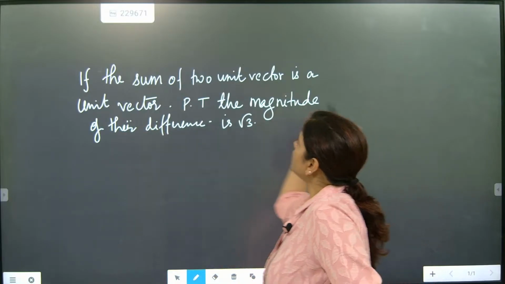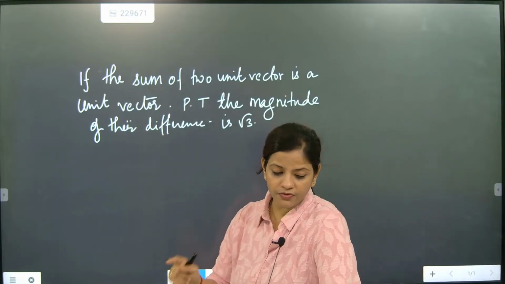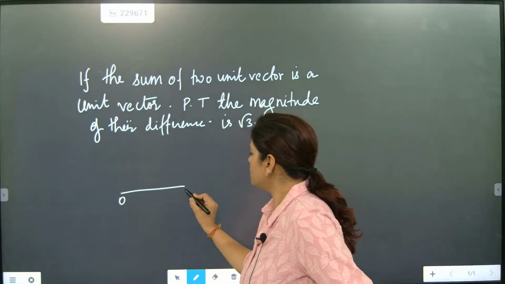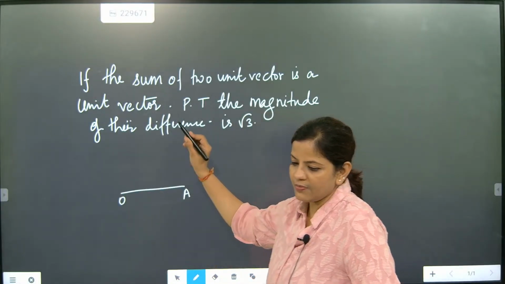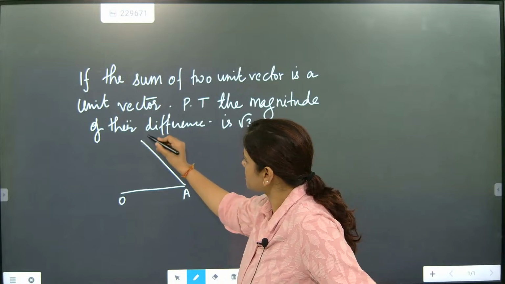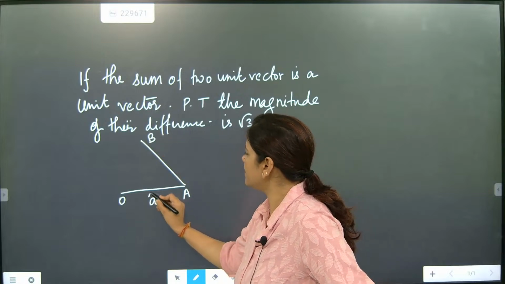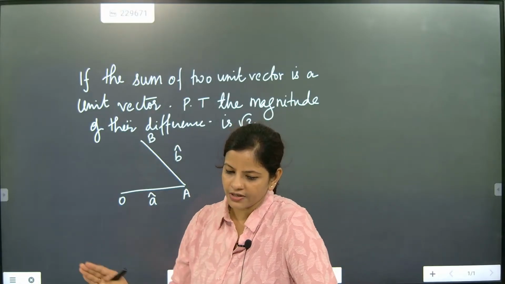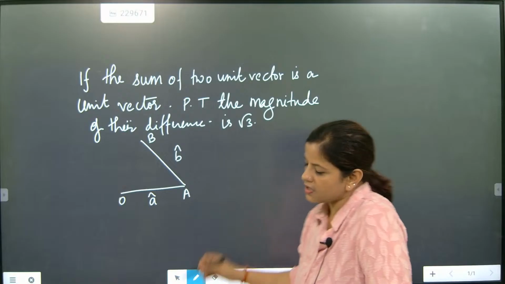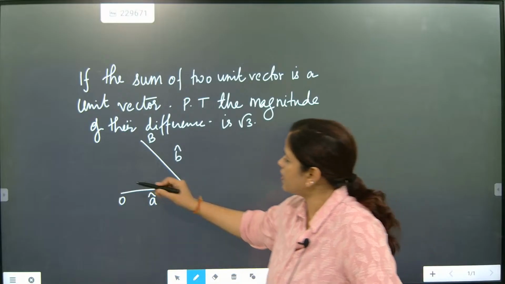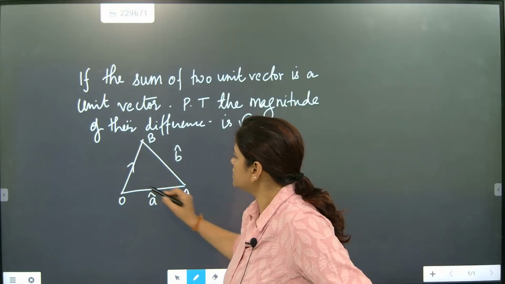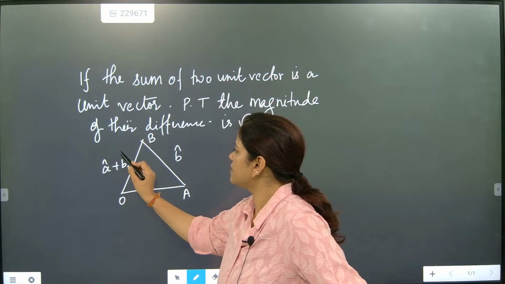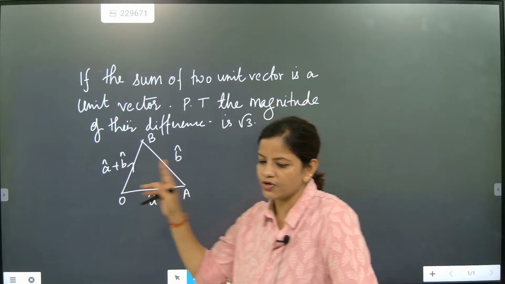Okay, so if the sum of 2 unit vectors is a unit vector, let's draw this one: O, A, and then AB we are going to go. This is a unit vector. This is also a unit vector. So the sum of 2 vectors is a unit vector. So this is the resultant. This is exactly A vector, B vector. The resultant is A unit vector plus B unit vector. This is the sum of 2 unit vectors.